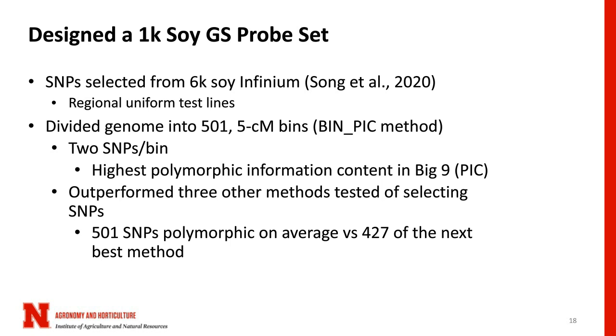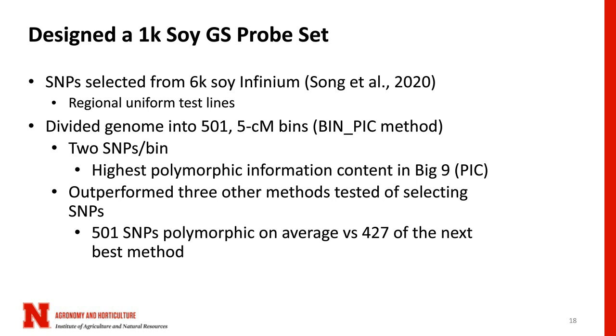What Ben did was divide the genome into 500 5-centimorgan bins. He called it the bin pick method. And he selected 2 SNPs per bin so that they'd have the highest polymorphic information content in what he called the Big 9.